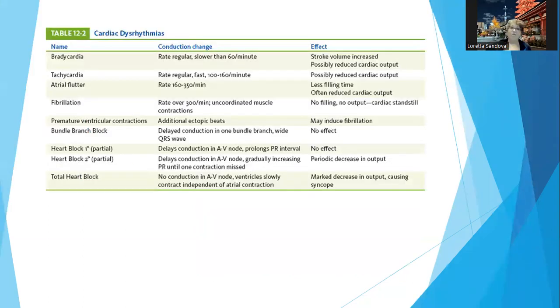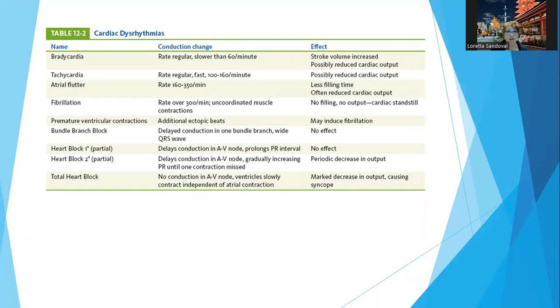So this is our little chart. You know how much I love the little green and white charts. Bradycardia is a regular rate, but slower than 60 beats per minute. The effect of bradycardia is that the stroke volume is increased because it's slow and really has time to fill. But you're going to possibly reduce your cardiac output, because remember, cardiac output is heart rate times stroke volume. So you have a low heart rate, even though stroke volume is increased. If the heart rate's low enough, we're possibly going to decrease cardiac output.